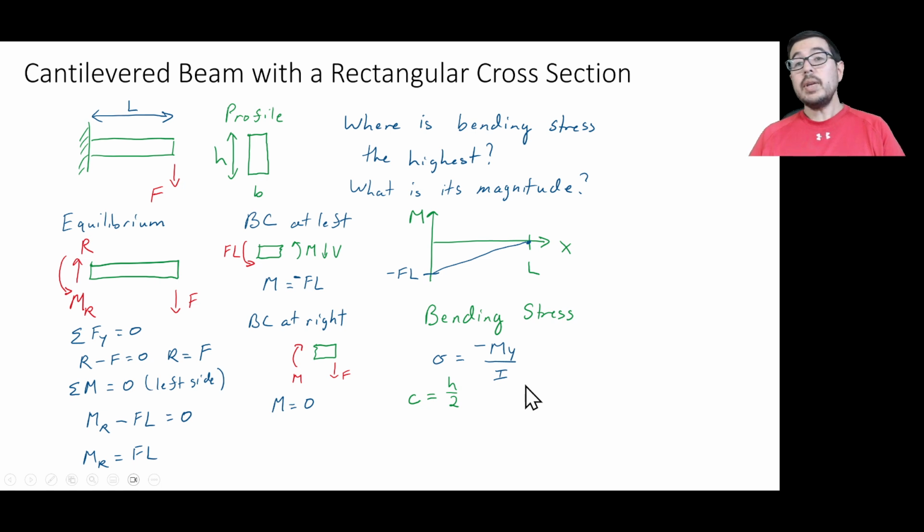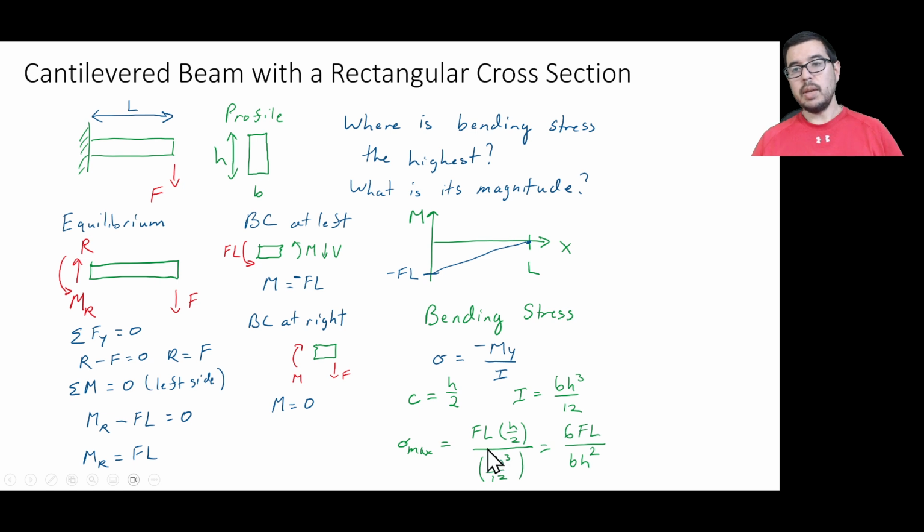And then the I we calculated previously on the past slide. We said it was bh cubed over 12. So now, if we want the sigma max, we can substitute that we have FL times h over 2, and we have this all over bh cubed over 12. And so the maximum stress is going to be 6FL over bh squared.